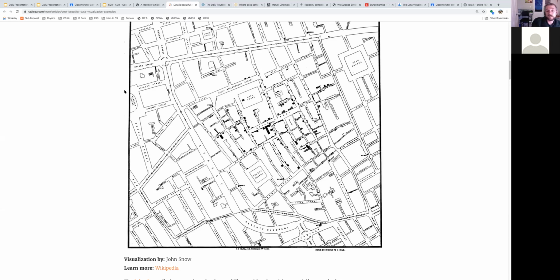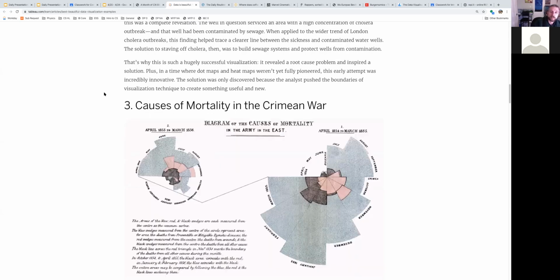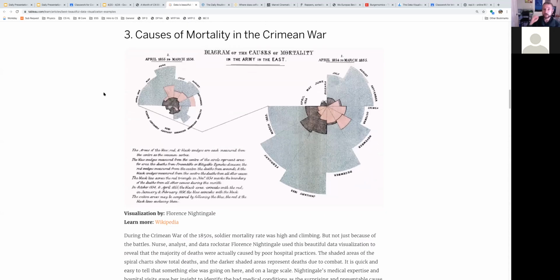So this visualization, even though it's 150 years old, is something that we are struggling to put together right now because we don't have the appropriate amount of data. Here we have causes of mortality in the Crimean War. And so what you see here is that it's kind of like a pie graph for every month. And it is arranged in a circular format so that we can see this trend happening. All right. So this is the beginning, April 1855. And then we see it decreasing over time.